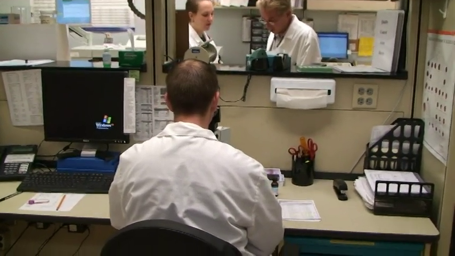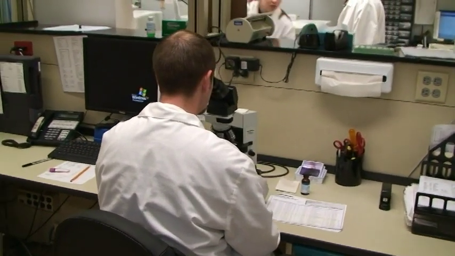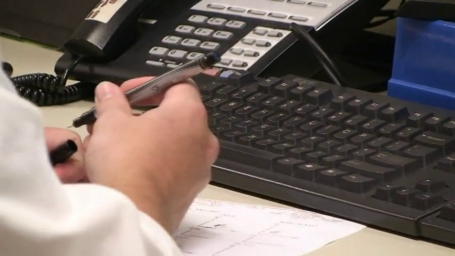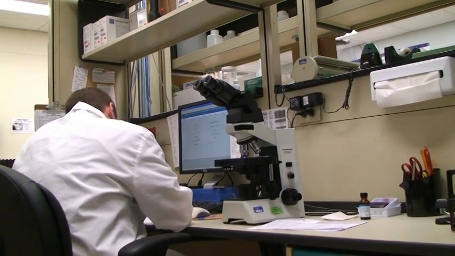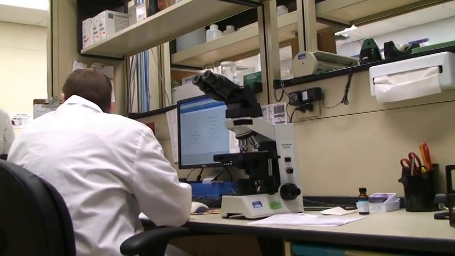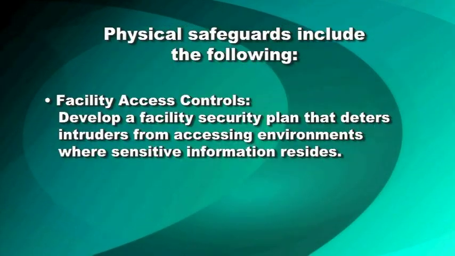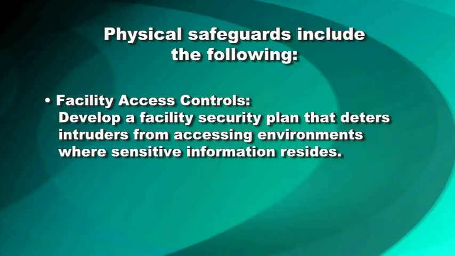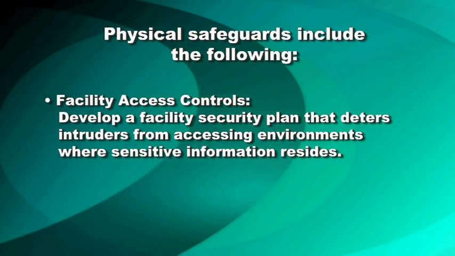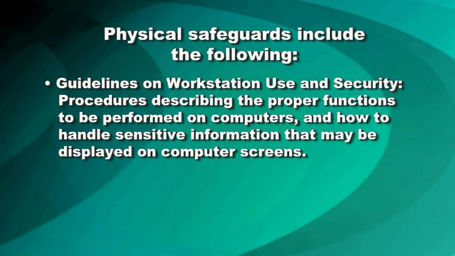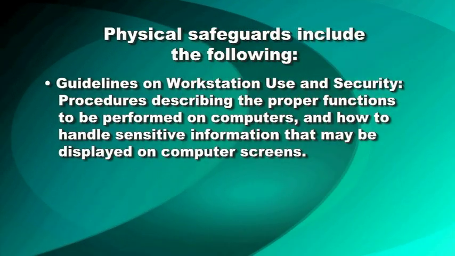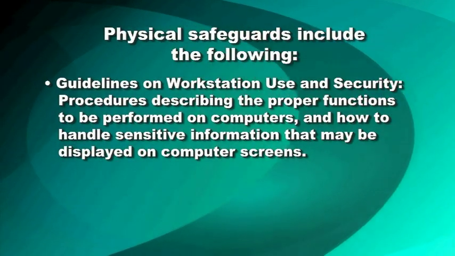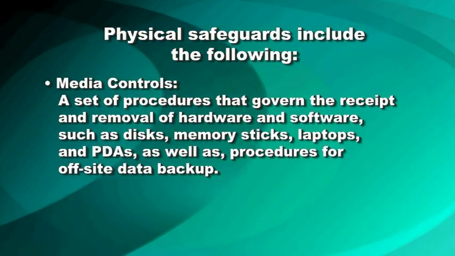And physical safeguards. The security rule also requires a number of physical steps to ensure that PHI contained in computers is properly protected from environmental hazards, as well as from unauthorized intrusion. Physical safeguards include the following: facility access controls. Develop a facility security plan that deters intruders from accessing environments where sensitive information resides. Guidelines on workstation use and security. Procedures describing the proper functions to be performed on computers and how to handle sensitive information that may be displayed on computer screens. And media controls.